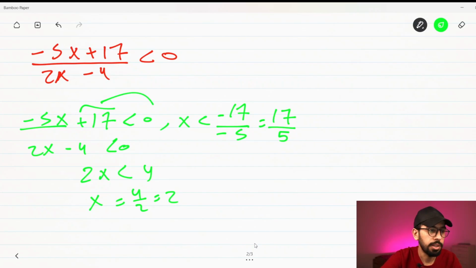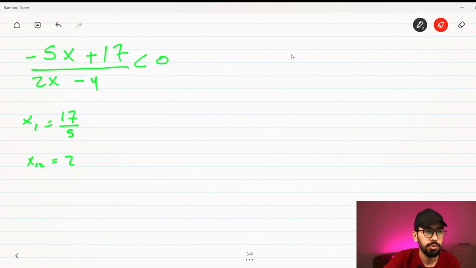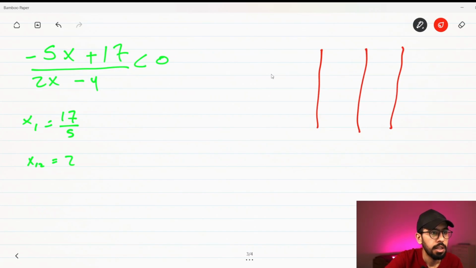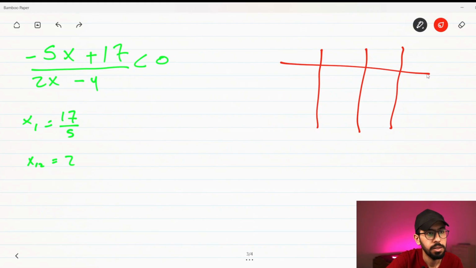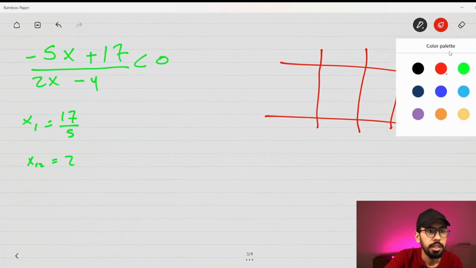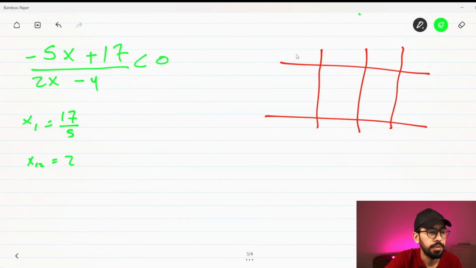So now we need to do our method, the net method. So now we need to draw our net, which is our method. This is our net here. First thing, we put our equation, the denominator and the numerator here. It will be minus 5x plus 17, and here 2x minus 4.